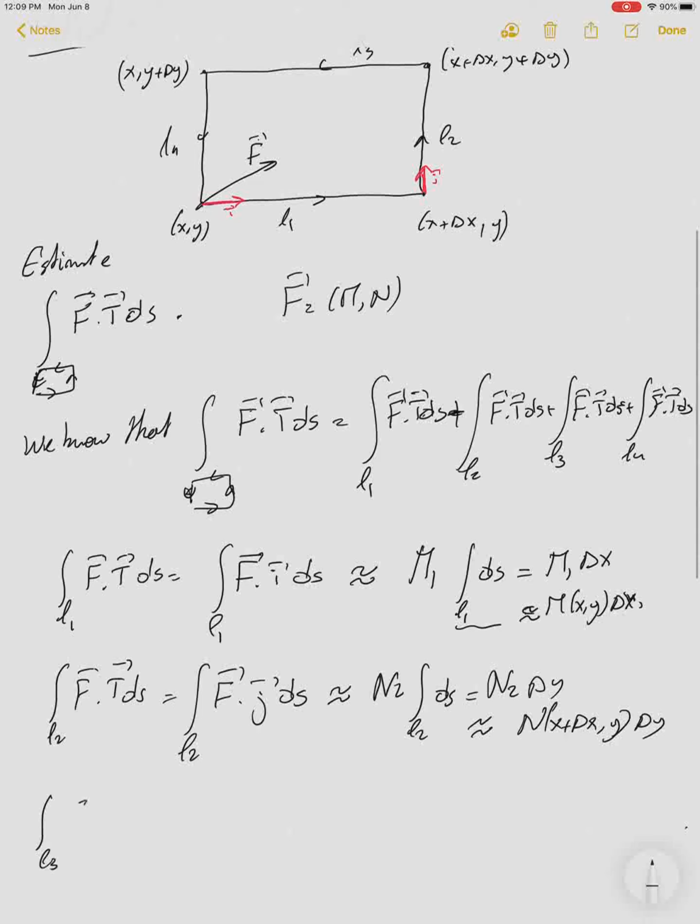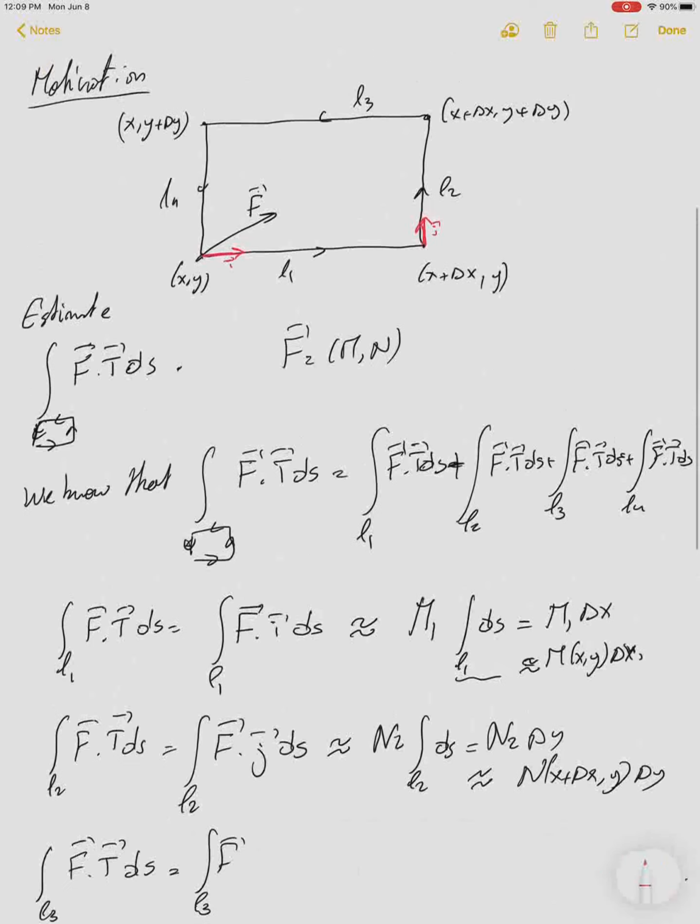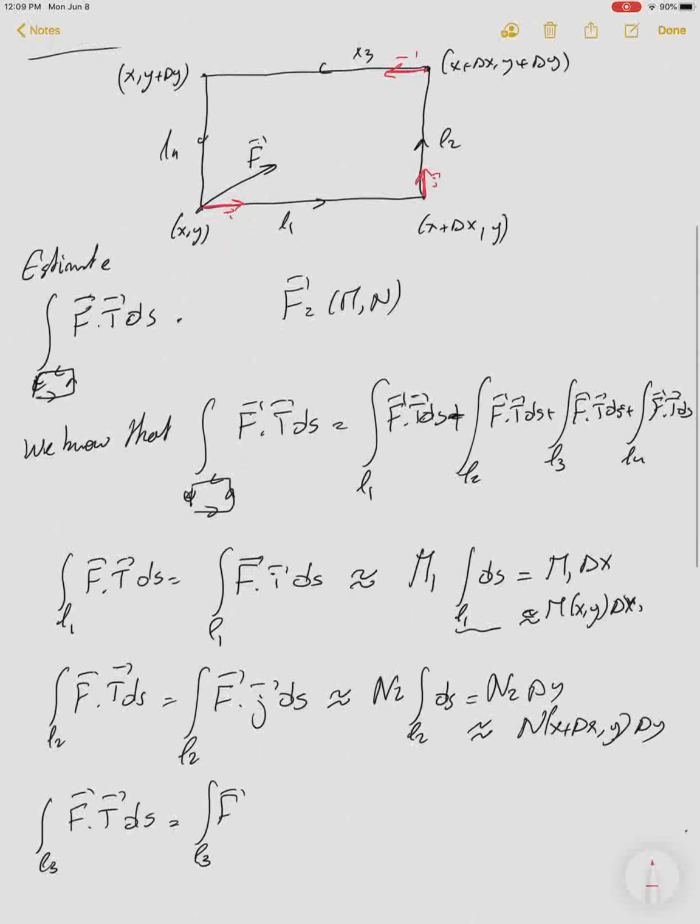Now what about the integral over L3 of F dot T ds? Let's look at the unit tangent vector. Now I'm going to the left, so this is the vector minus i. F dot minus i ds. Remember, T is always a unit vector. So this is approximately equal to minus M3 times the integral over L3 of ds, which is minus M3 times the length of side L3, delta x. This is approximately minus M of x, y plus delta y, times delta x.